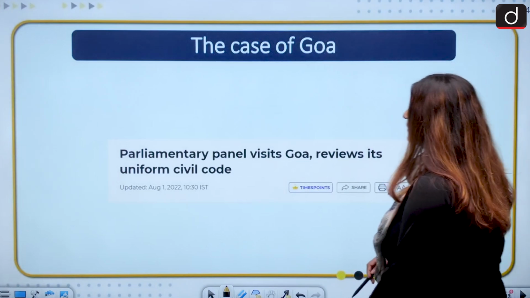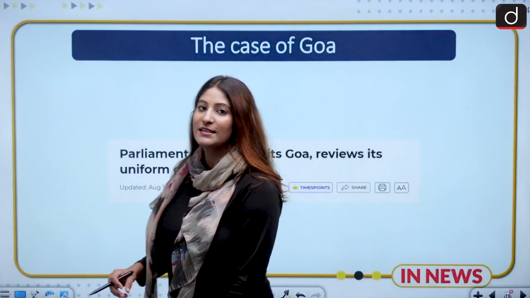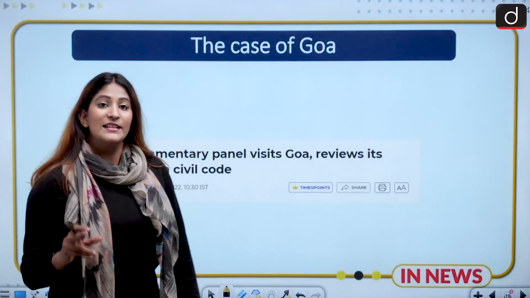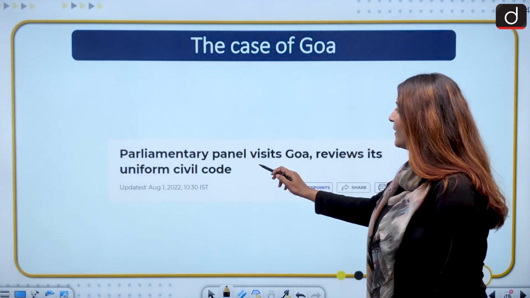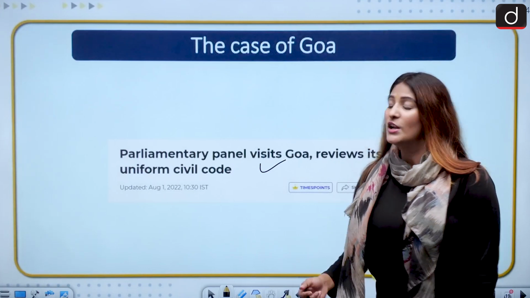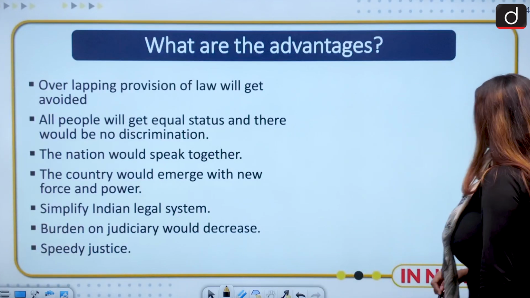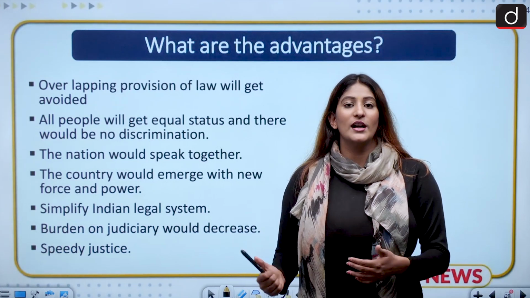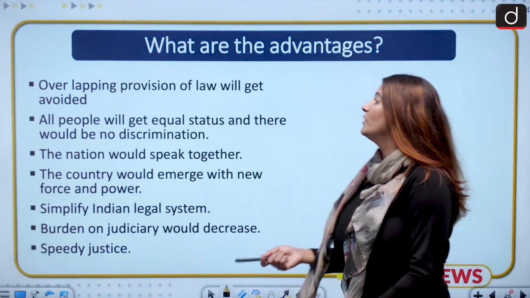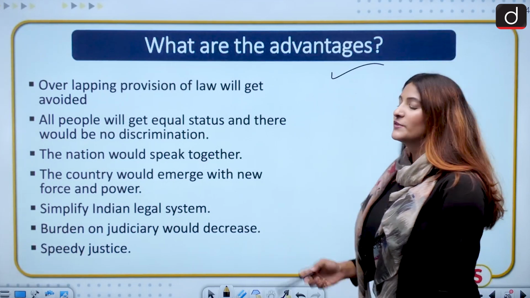Moving on. Goa is the only state in the country which has its own civil code, which is uniform in nature. And recently, a parliamentary panel has visited Goa to review the Uniform Civil Code. That is one of the things that you have to keep in mind, that Uttarakhand also wants to implement the Uniform Civil Code. Now, what are the advantages of the Uniform Civil Code?